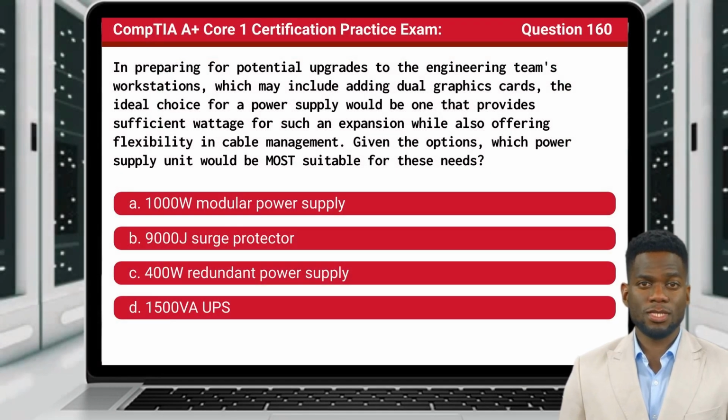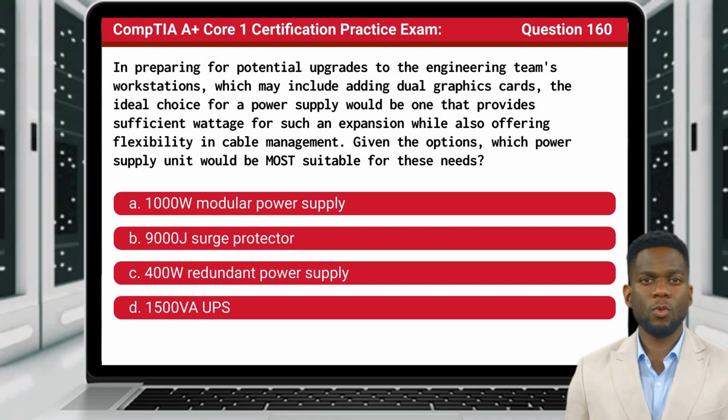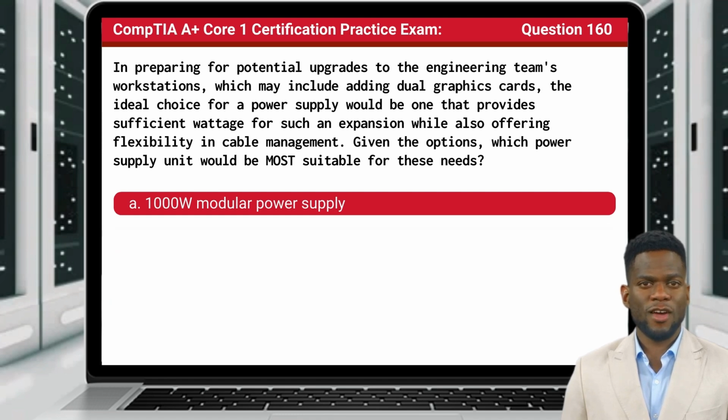Question 160. In preparing for potential upgrades to the engineering team's workstations, which may include adding dual graphics cards, the ideal choice for a power supply would be one that provides sufficient wattage for such an expansion while also offering flexibility in cable management. Given the options, which power supply unit would be most suitable for these needs? The answer is A. 1000-watt modular power supply.